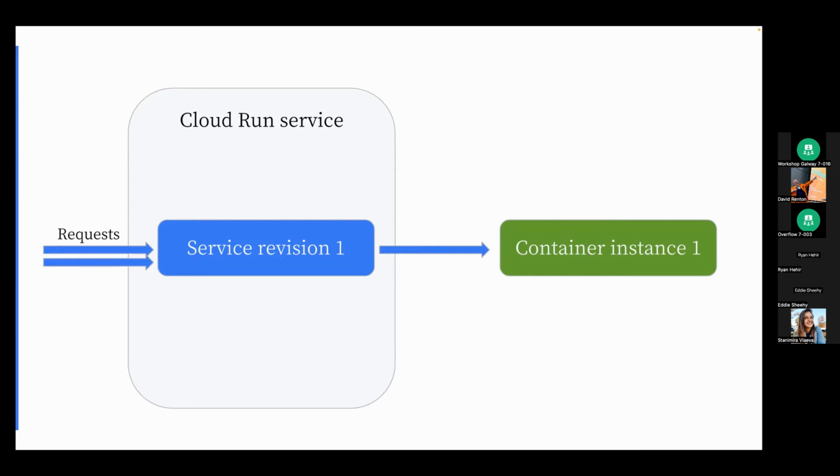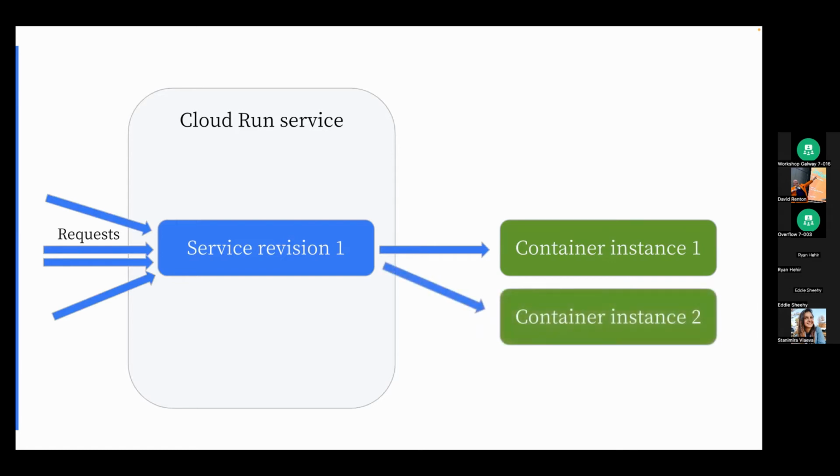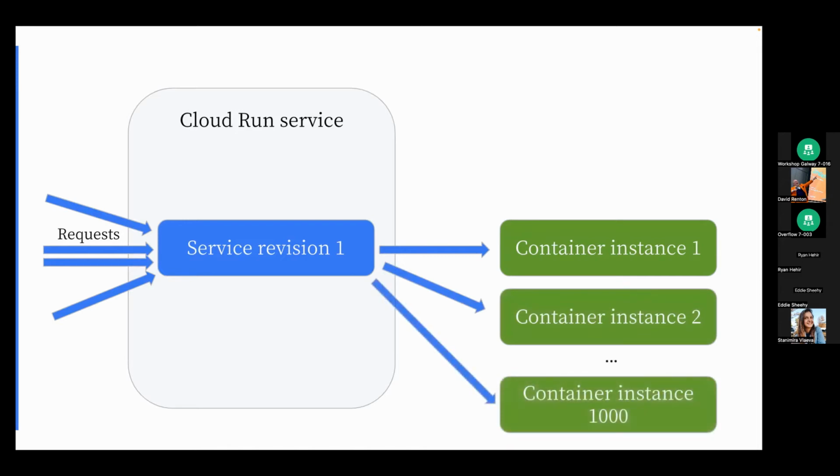Then what happens next is our application becomes super popular and people start using it. They start sending a lot of requests at the same time. And what Cloud Run does is it creates a new instance of our container, a new instance of our application. And it can do that up to 1,000 instances by default. You can bring it down, you can request more to be created, but this is what happens by default.